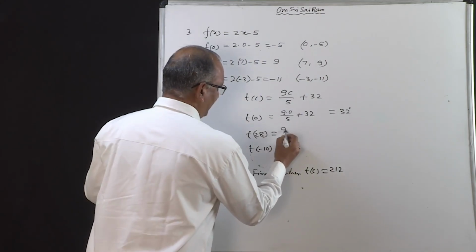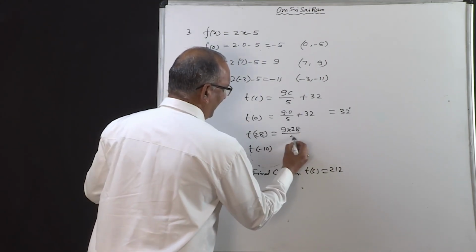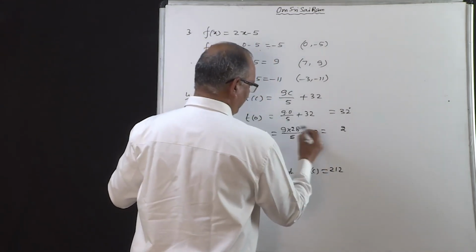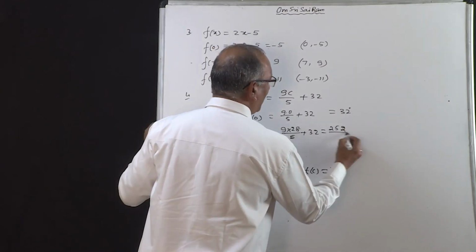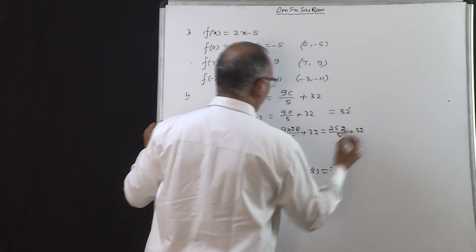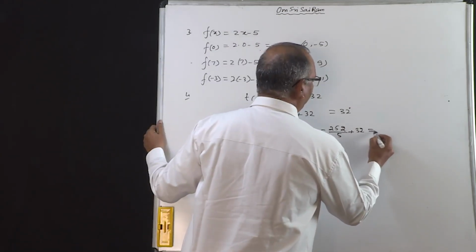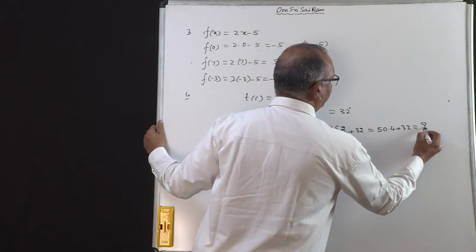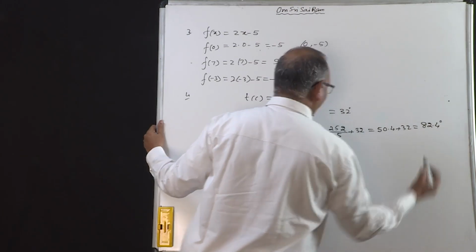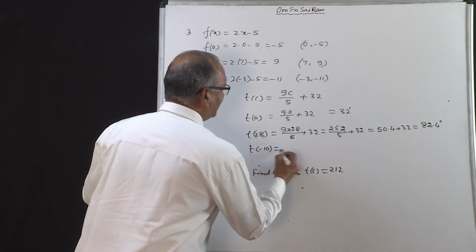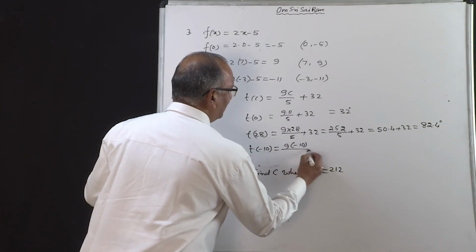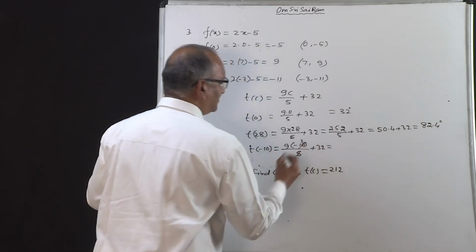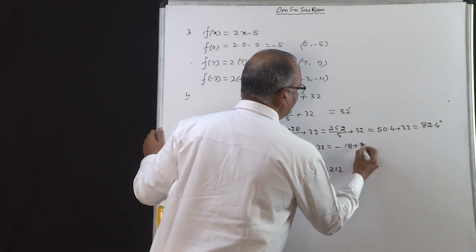T(28): 9 into 28 by 5 plus 32. Simplify it. Divide with 5. 5 5s are 25, 5 0s are 0, 5 4s are 20, plus 32 is 82.4 degrees. T of minus 10: 9 into minus 10 by 5 plus 32. 5 1s are 5, 5 2s are 10. So it is minus 18 plus 32.